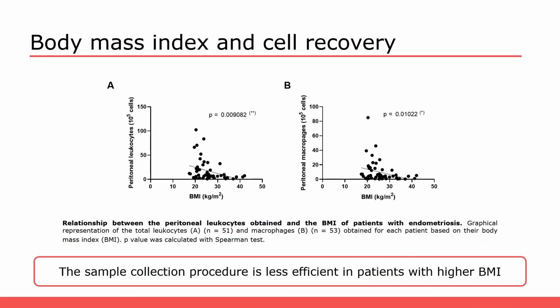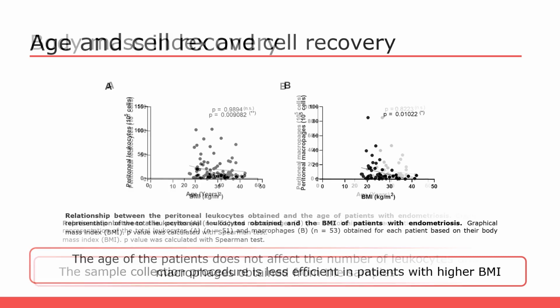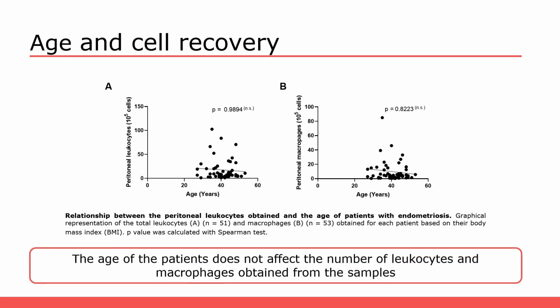We also found that the total number of leukocytes and macrophages obtained with the same initial lavage volume was negatively correlated with the body mass index of the patients. This could be the result of a greater adhesion capacity of immune cells, a poor immune cell recruitment process, or a reduction in the mobility of the saline solution within the peritoneal cavity in patients with higher body mass index. Hence, this finding suggests that sample collection is less efficient in these patients. On the other hand, we found that the age of the patients did not affect the number of leukocytes or macrophages obtained from the samples.